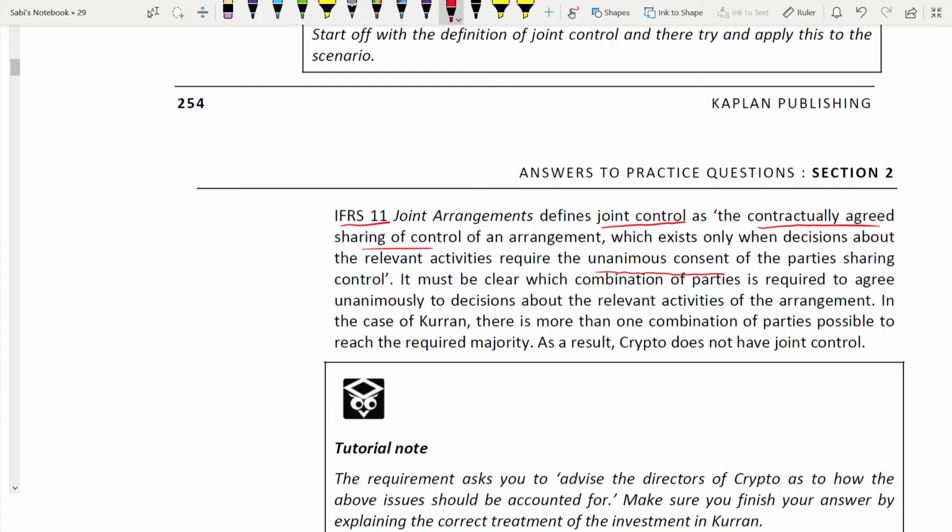Okay, so after this you are linking into the case study. Here they did not say anything about unanimously. They have not mentioned it anywhere. So that's why this is not a joint control either. If more than one combination of parties is possible to reach the required majority, remember, then it's not joint control. To have joint control, only one combination can be there, not multiple combinations. So joint control is not there.